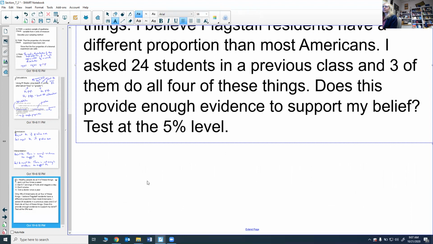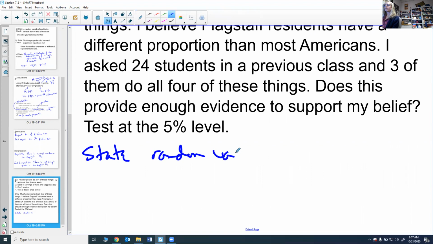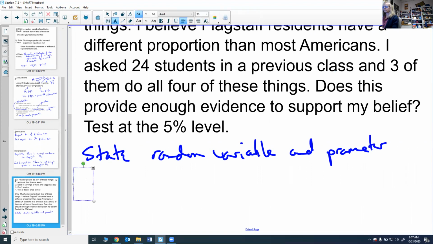So we're going to go ahead and go through all of our steps. Again, the first step of every hypothesis test is to state your random variable and parameter. And I guess I could type this because this is actually just words. So I'll type this instead of writing it so you can read it a little bit better.